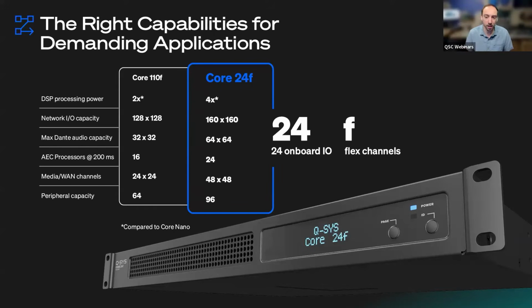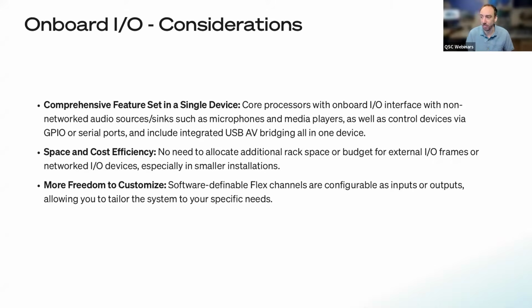So if you get out your magic decoder ring for the Core 24, the 24 stands for onboard I/O, and the F stands for flex channels. This onboard I/O gives you a lot of power. When you have that built into the device, you can locate the core processor where it needs to be. That gives you a little bit more space efficiency. If you have a network rack that is small, and you don't want to clutter it with QIO boxes for audio and control, Core 24 is an obvious choice for things like that.